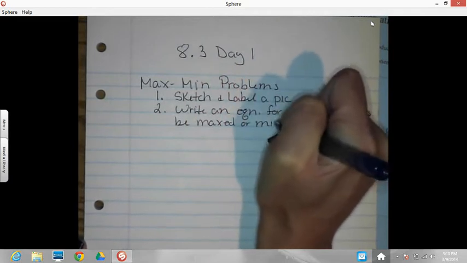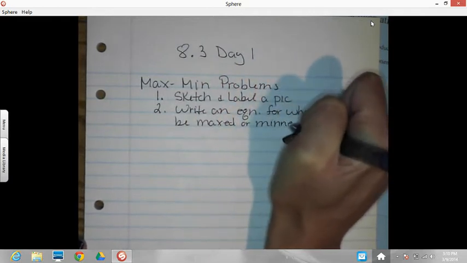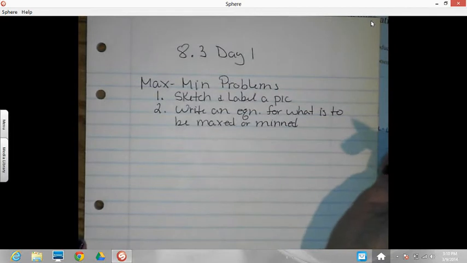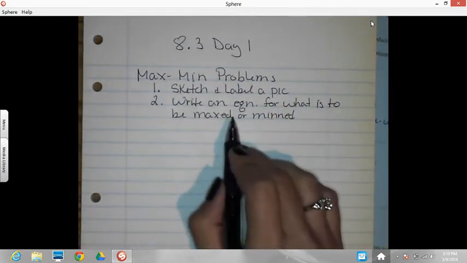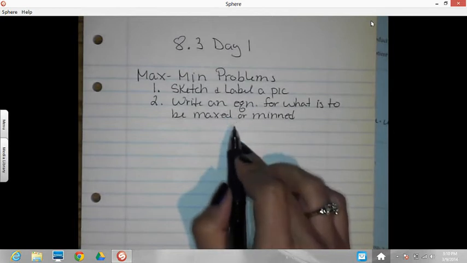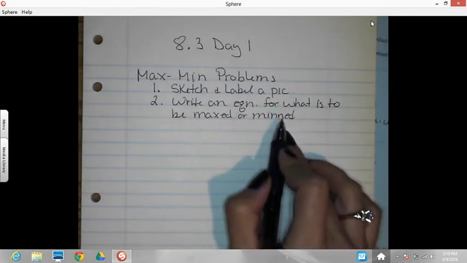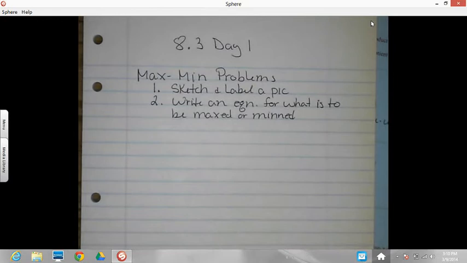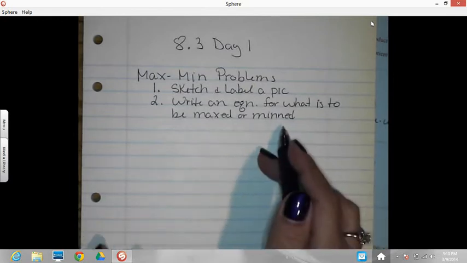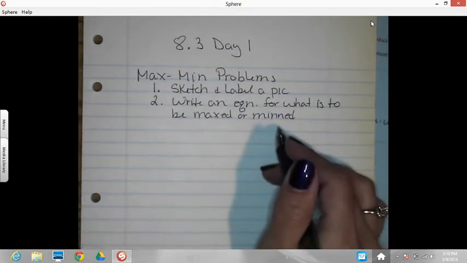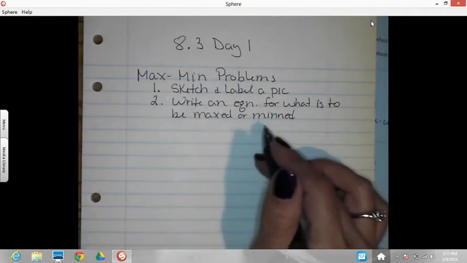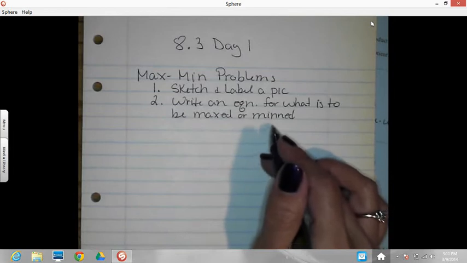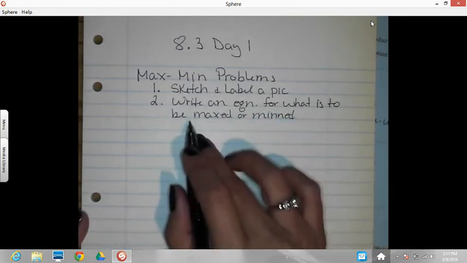And this could be maxed or minned. I don't know if I spelled that right or not. I don't even know if they're words. But anyway, this could be maximize the area, maximize the perimeter, minimize the volume. So lots of formulas. You might have to Google some of them for different shapes if you don't remember them, but I'm sure if you just did a quick search, you can find the formulas that you need. Most of them are simple and rectangular stuff, so not too worried about that. So write an equation for what is to be maximized or minimized.